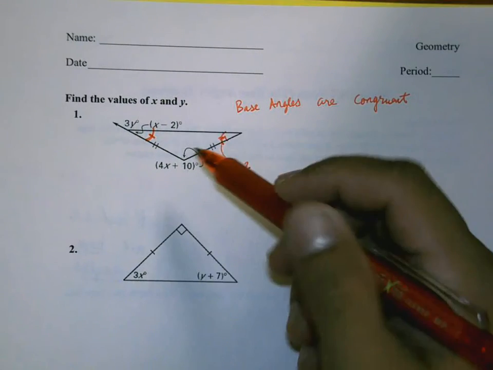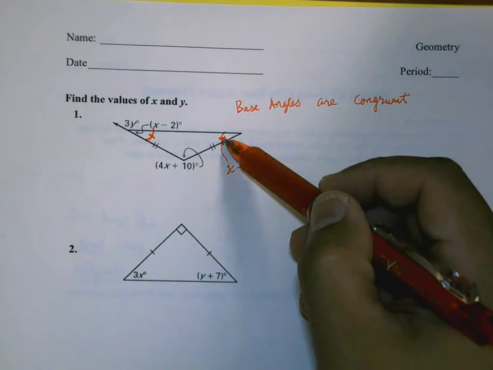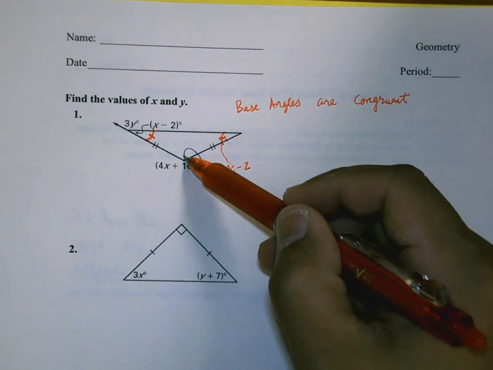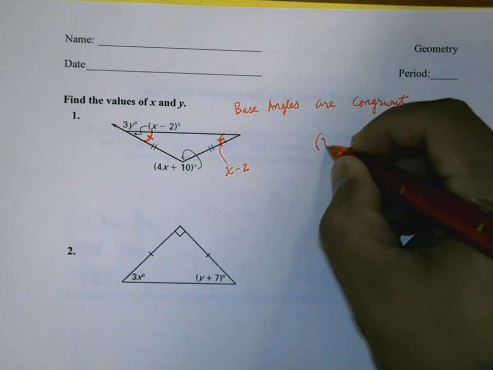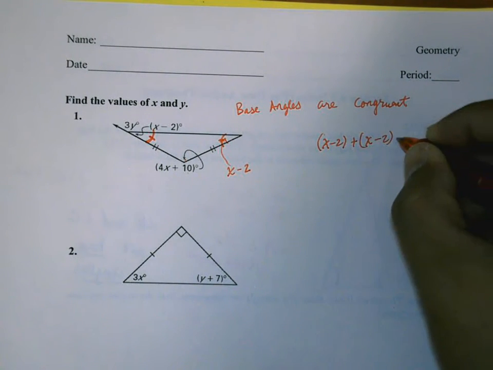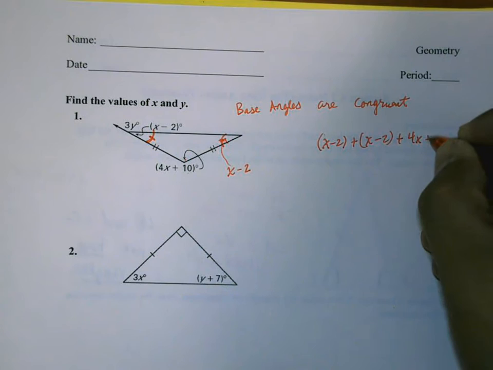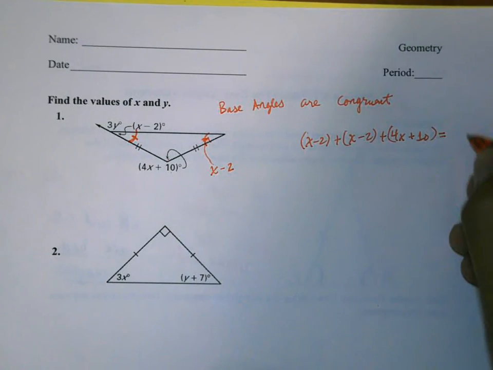And when you look at the entire picture, you have three angles, x minus 2, x minus 2, and 4x plus 10, that all must add to 180. So x minus 2 plus x minus 2 plus 4x plus 10 equals 180.